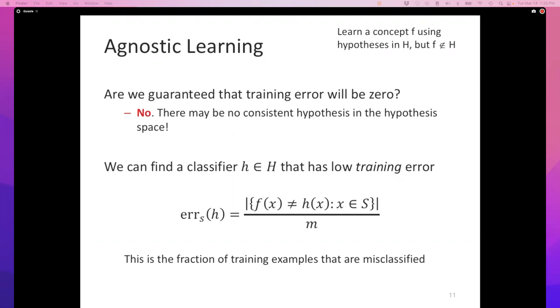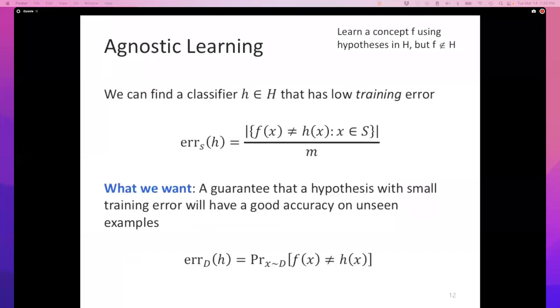The question that we are interested in, though, is we don't care about low training error. We want to make a statement about generalization error, about future error. What we want is a guarantee that a classifier that has low training error will have good accuracy on future examples. Error on future examples is the probability that on a randomly drawn example, the hypothesis that we chose disagrees with the true function F. What we can optimize is this quantity, but what we care to optimize is this quantity.